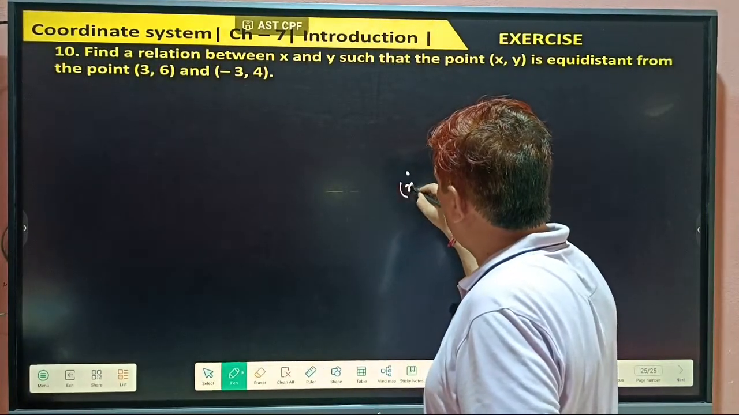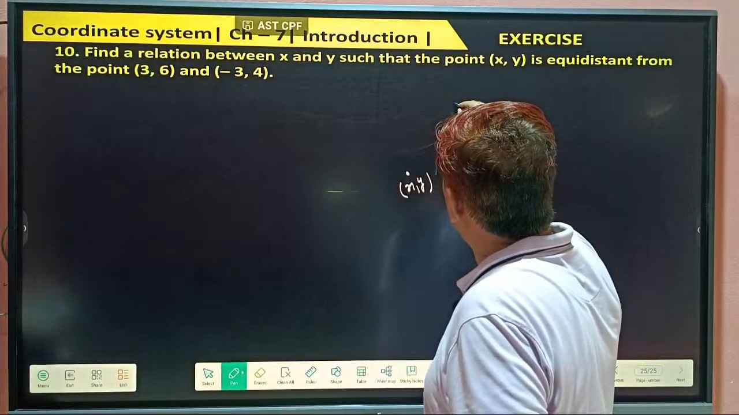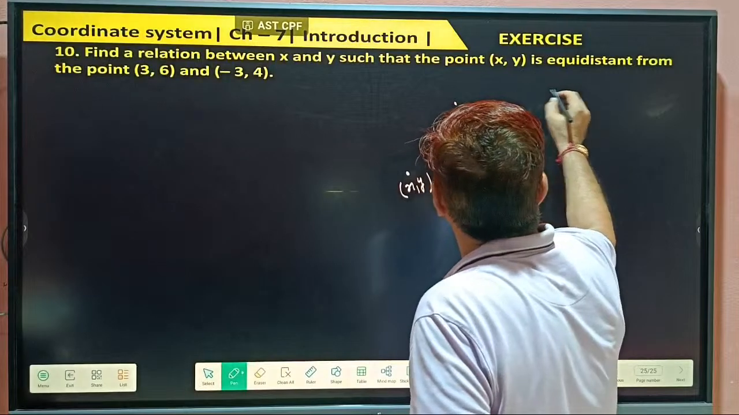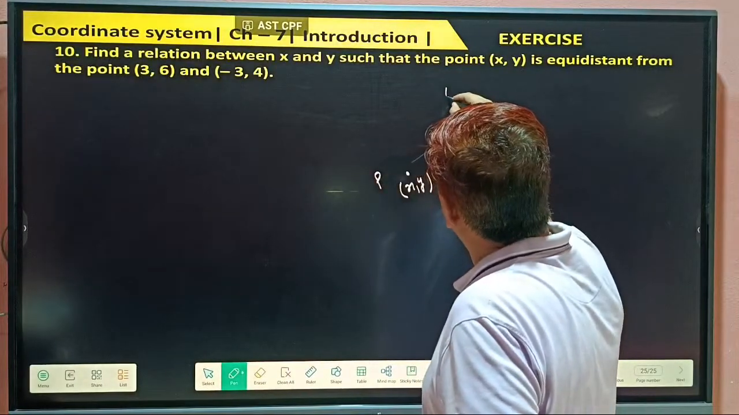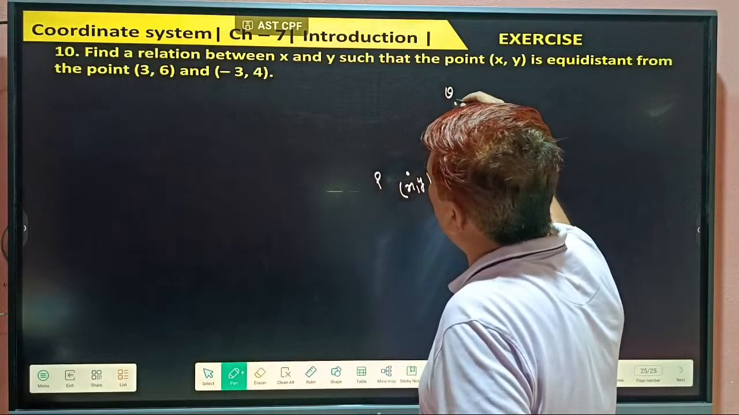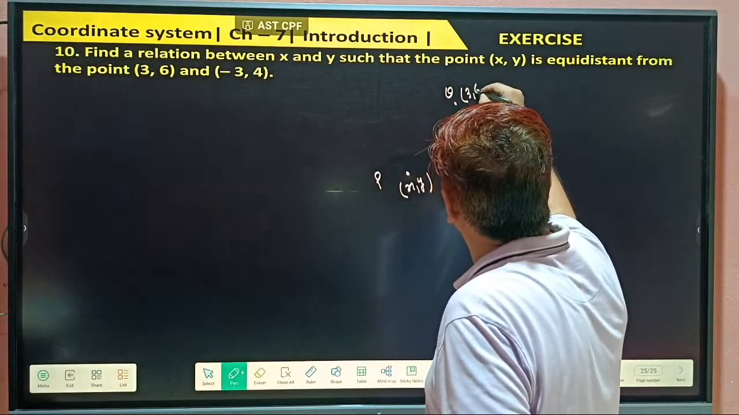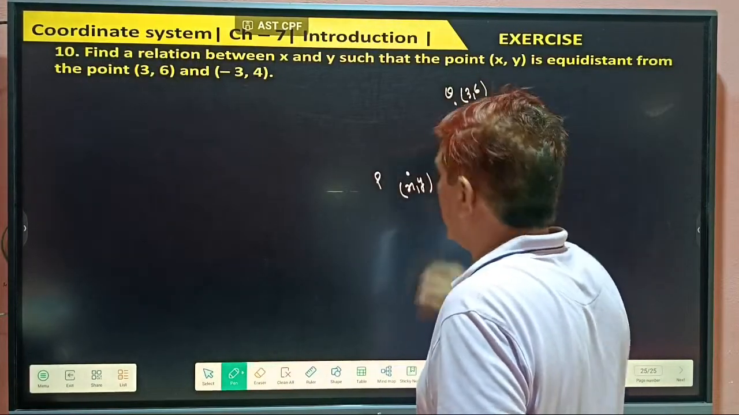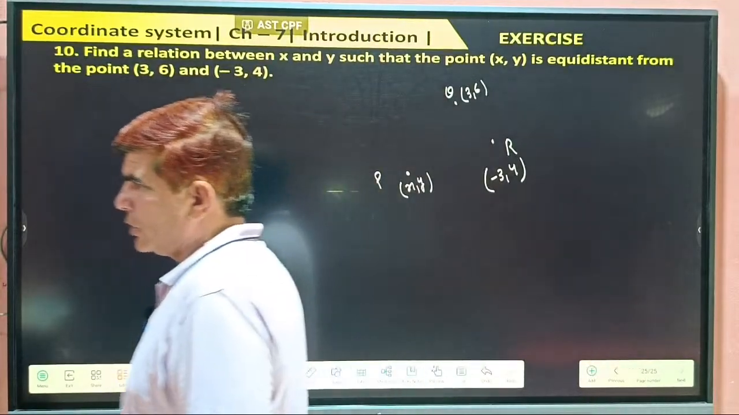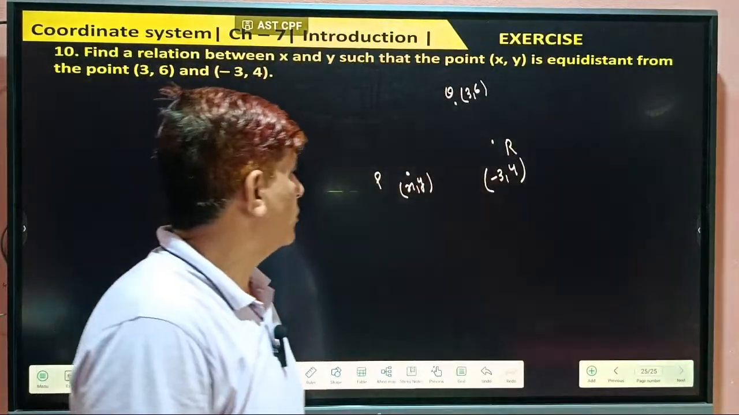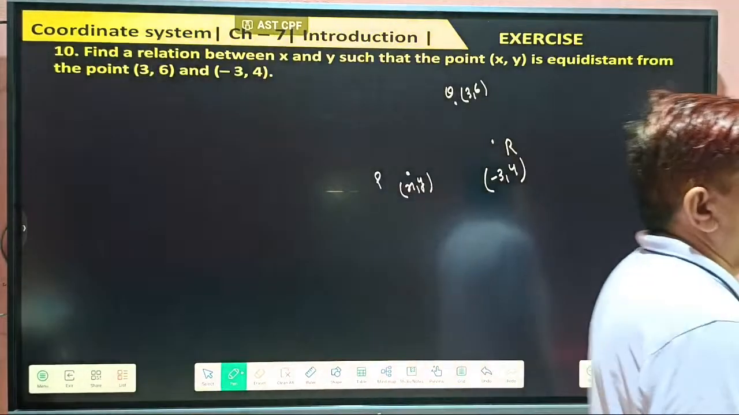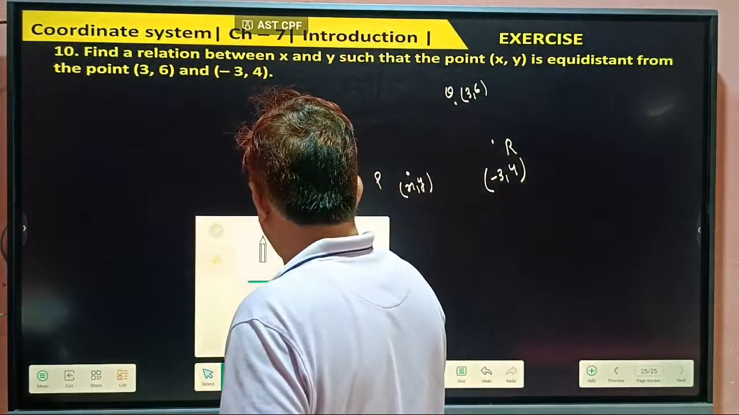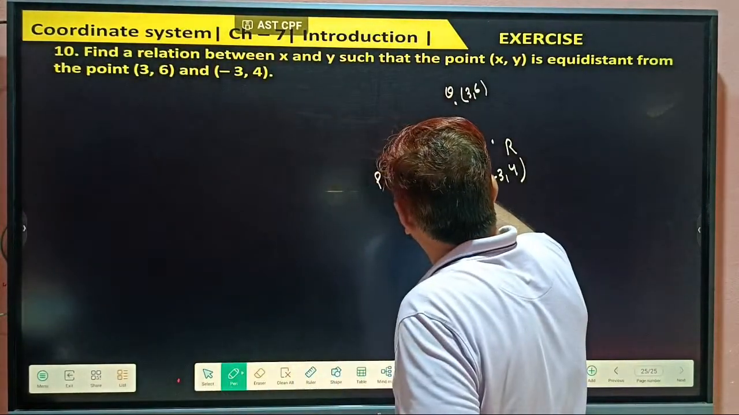One point is given, its coordinates are these. One point here, one point here. According to you, we can say this is P, this is Q, this is R. Q is the point whose coordinates are 3 and 6, and R whose coordinates are -3 and 4. And if I talk about which quadrant they are lying in, Q is lying in the first quadrant, and X is negative for R, so R is lying in the second quadrant. So it is like this.